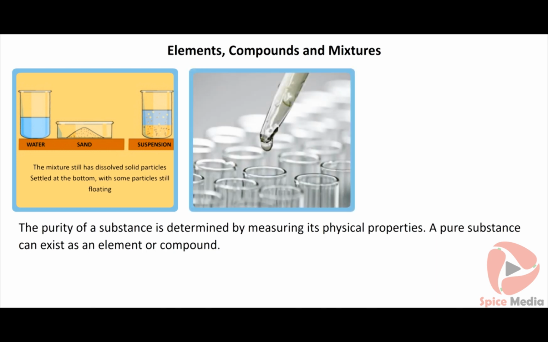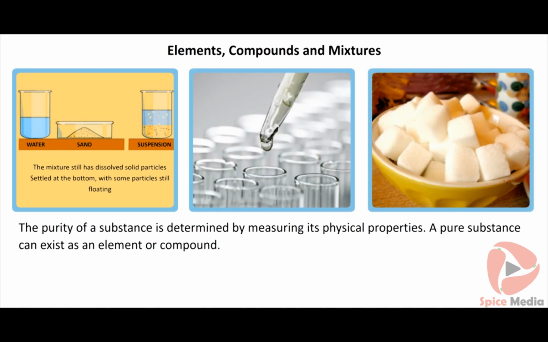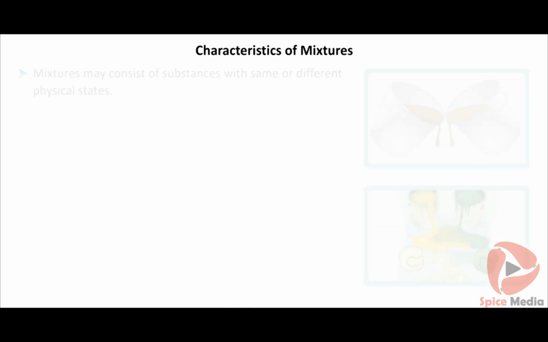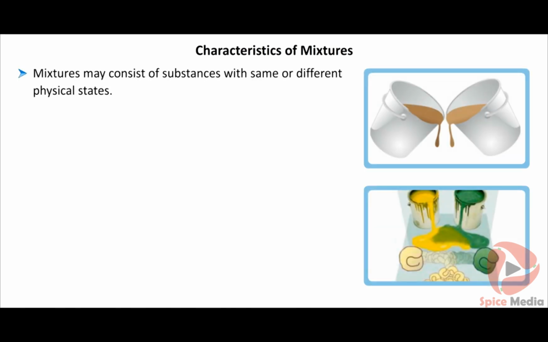For example, a colorless, odorless, tasteless liquid, which at atmospheric pressure boils at 100 degrees Celsius, freezes at 0 degrees Celsius and has a density of 1.0 grams per centimeter cubed, is water. The characteristics of mixtures are: mixtures may consist of substances with the same or different physical states. For example, bronze is an alloy consisting of the two solid metals, copper and tin.